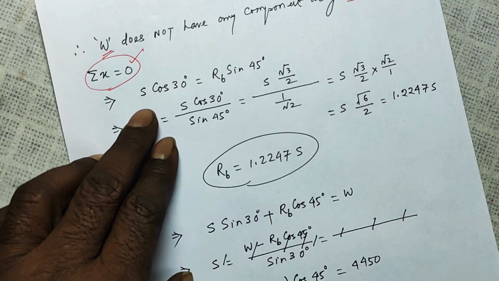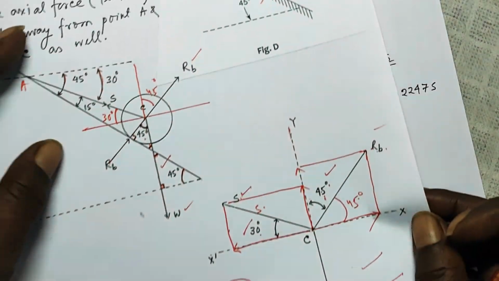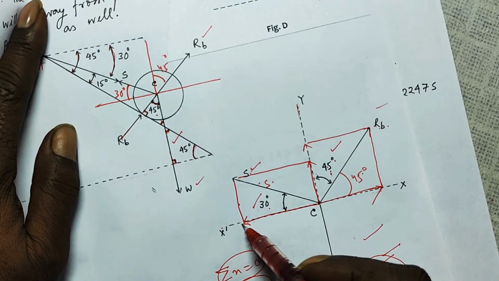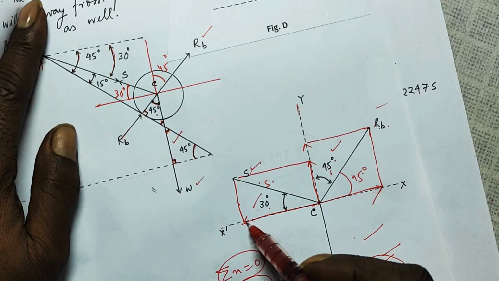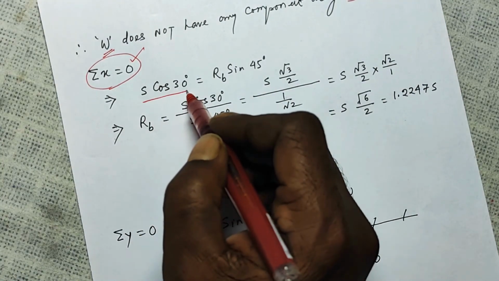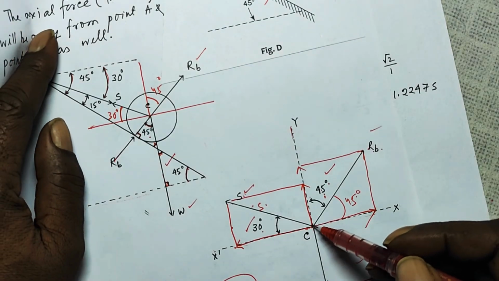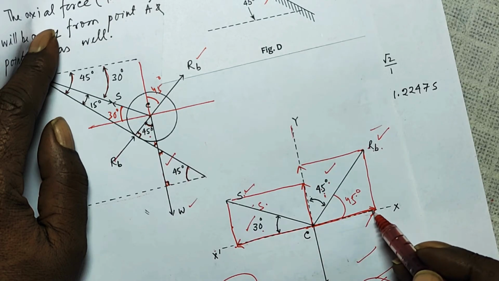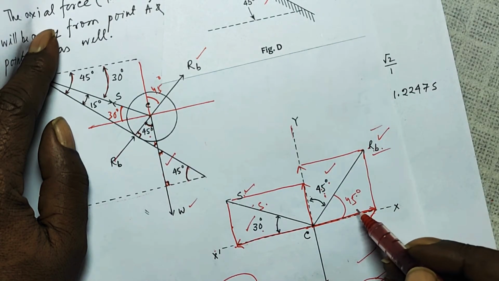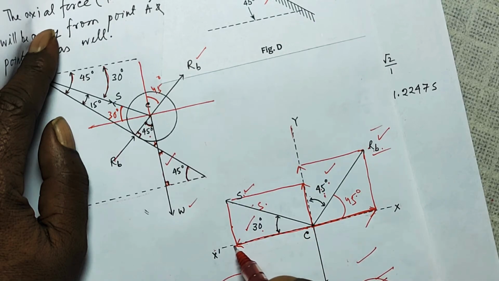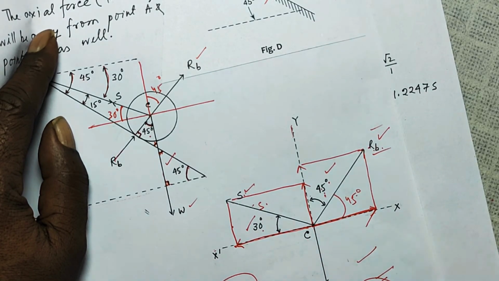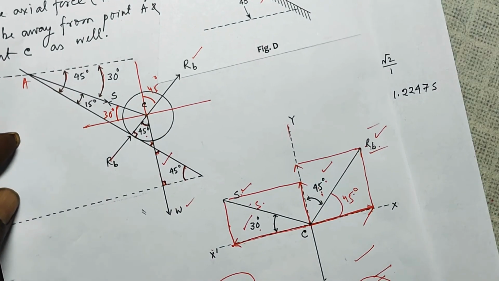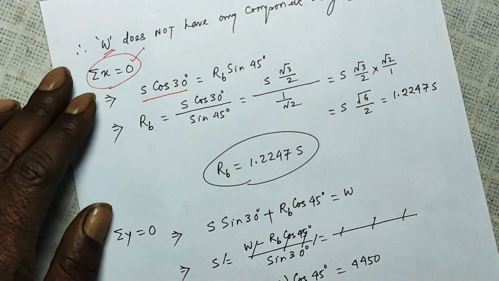Therefore sigma x is equal to 0 for equilibrium. Sigma x means the sum of the forces along the x-axis. If you look here, the tension force has the x component to this side, from C to this point. That will be S cos 30. And the component of RB along the x-axis, from this point to this point, will be RB cos 45. This is opposite to this. If they are equal in magnitude, they will cancel, so the net force will be 0. So I have made them equal.